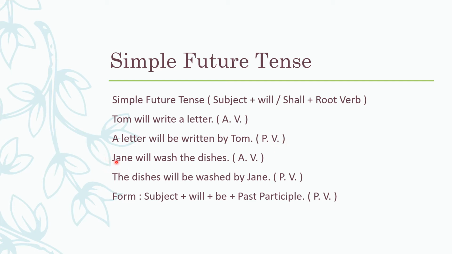Let's do another example. Jane will wash the dishes. Active voice. Jane is the subject, will wash is the root verb, and the dishes is the object. The object in the active voice becomes the subject in the passive, and the subject in the active voice becomes the object in the passive, preceded by "by." Then you will use "will," "be," and this washed is a past participle. So the sentence in the passive voice: The dishes will be washed by Jane. Let's go through the form of the passive voice, simple future tense: subject, will, be, and the past participle.